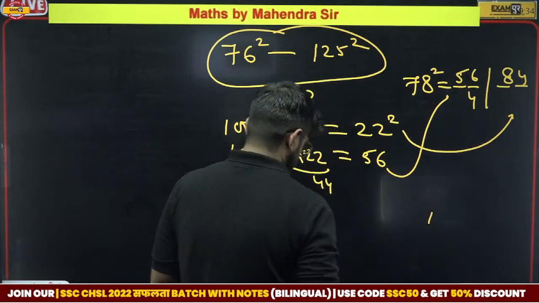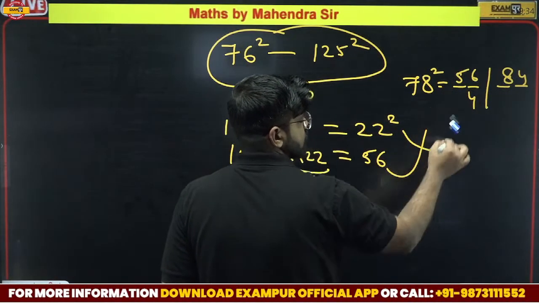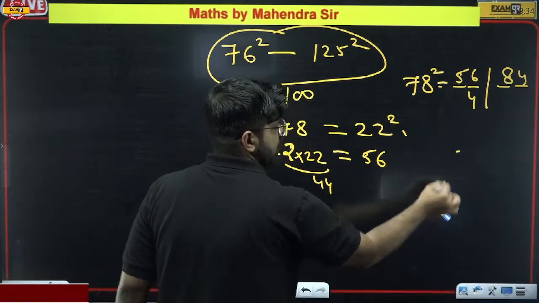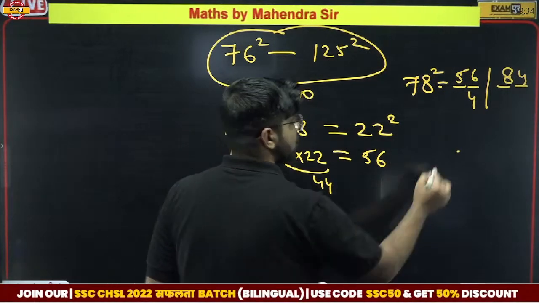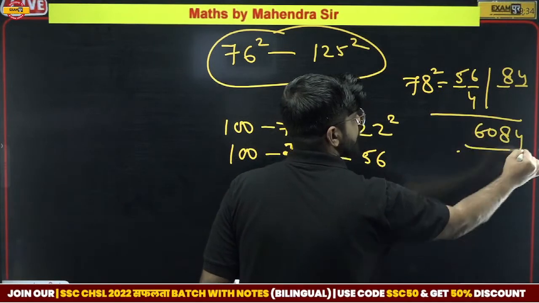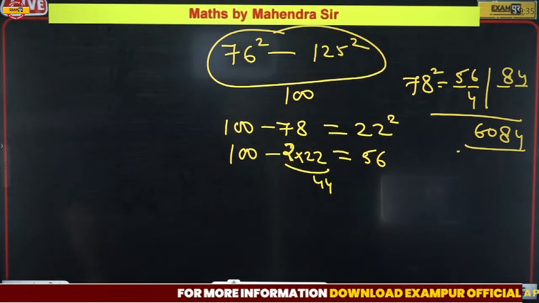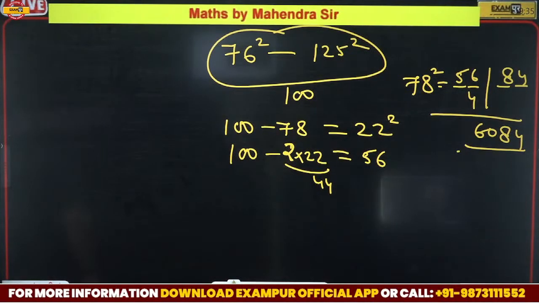Now what will we get by adding all these? Let me rub this. We will get 84 and 60. So 60, 84 is 78 square. Did you all get that?